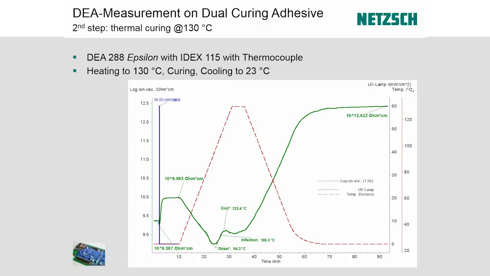Then as we cool back down to room temperature so that we can compare our before and after, you can see a substantial increase in the cross-linking density, or that ion viscosity.